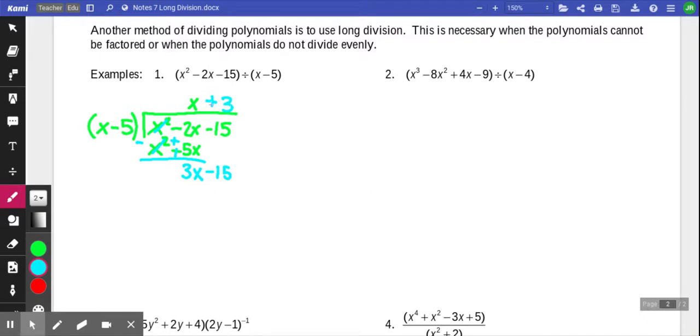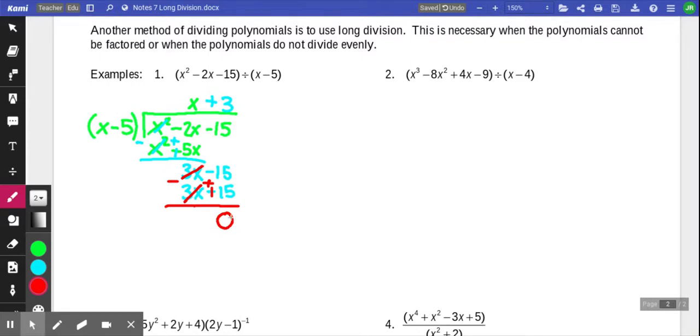So now I'm going to multiply 3 times x, which gives me the 3x. And then I'm going to take 3 times negative 5, which is going to give me negative 15. And then again, we subtract and we subtract. And 3x minus 3x cancels out. And once again, a minus a negative is going to change to a plus. And now I have negative 15 plus 15, which is 0. So this is my remainder.